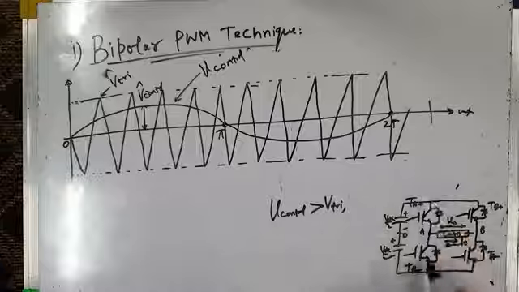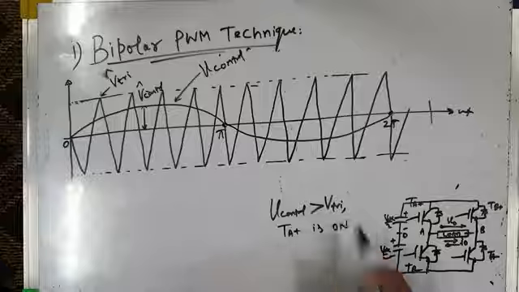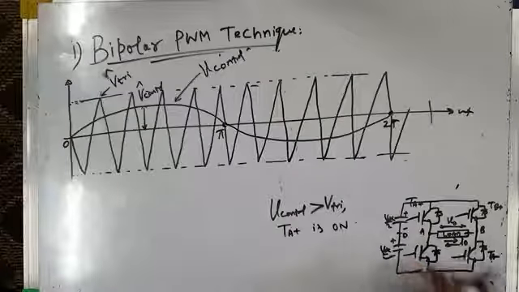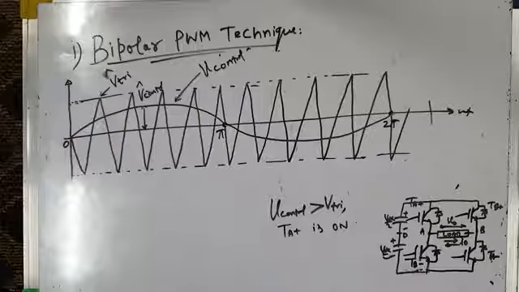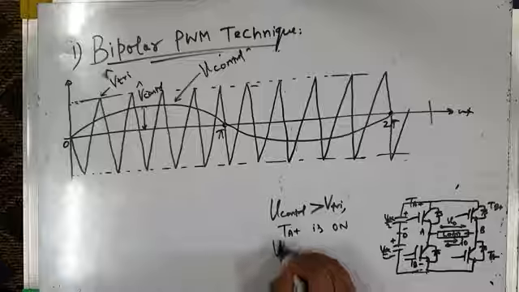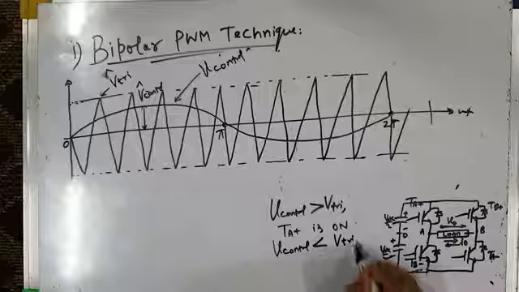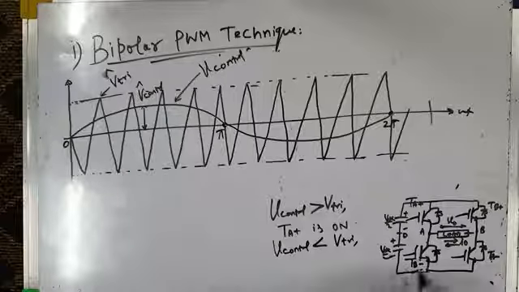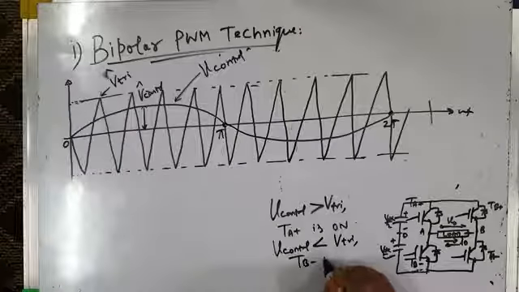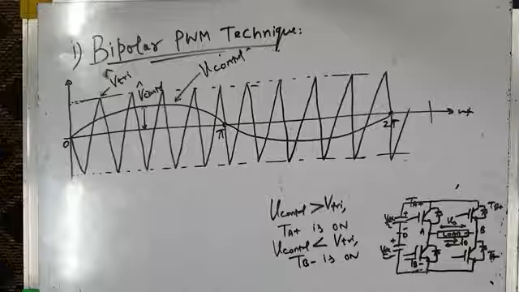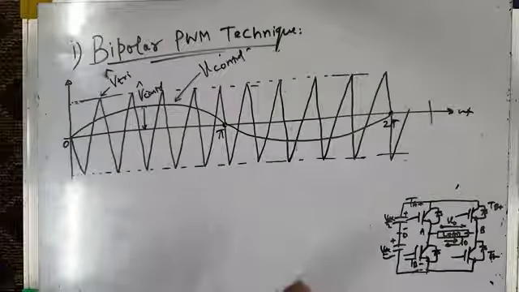Let us take phase leg A, this leg. TA plus is on, and at that time TB minus, the bottom switch, is off. And whenever V control is less in amplitude than VTRI, the bottom switch is on and the top switch is off. So TB minus, which is the bottom switch of this leg, is on and the top switch is off. So with this control logic, we can now see what happens.